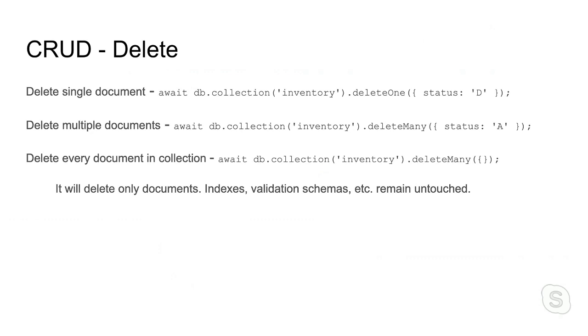Sometimes deleting all the documents might be better than dropping the whole collection, because if you delete all documents, the indexes, some validation schemas, etc. will remain untouched. It's still there, so everything remains and you can just insert again, and the indexes still work.